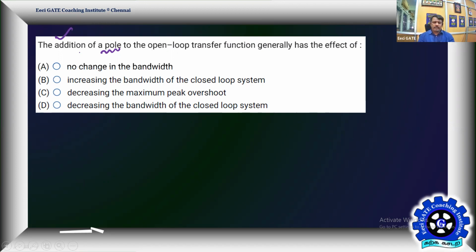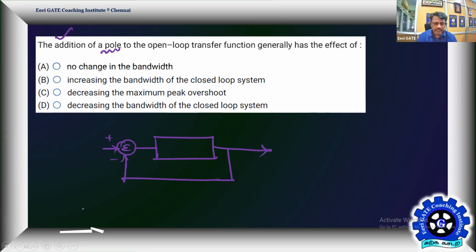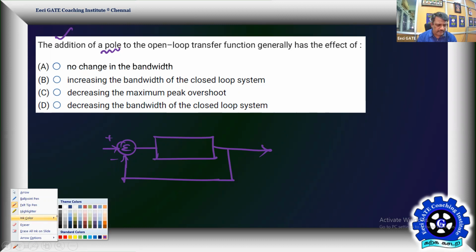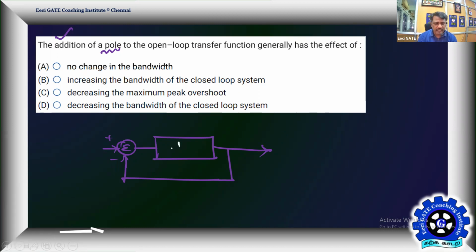The addition of a pole to the open loop transfer function generally has the effect of, say for example, I have a closed loop control system. Take some example and play with that. That's my system. Assume it's unity feedback. You need to have some concrete proof before going for the answer, so then you can give the answer confidently. Say, for example, I have 1 by s plus 2. That's my system. Unity feedback.